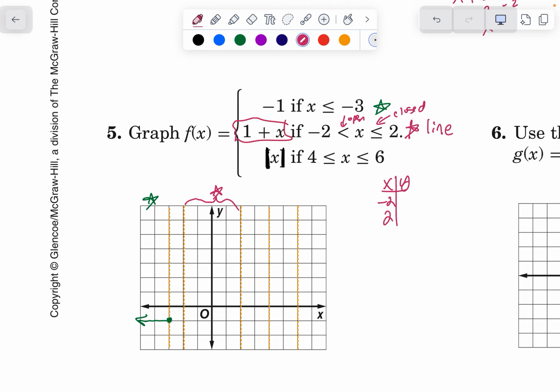1 plus -2 is -1. 1 plus 2 is 3. At -2, I am at -1, but it's an open circle. At 2, I'm at 3 with a closed circle. And I'm the line connecting them.